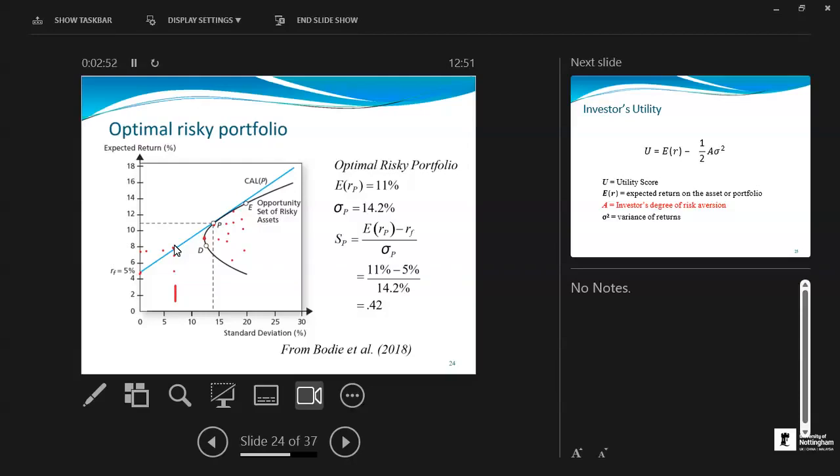They'll put all of their money in the risk-free asset. And those who are really, really risk loving, what are they going to do? They are going to borrow at the risk-free rate and invest in the risky portfolio, right? So they'll create portfolios which are even above point P.